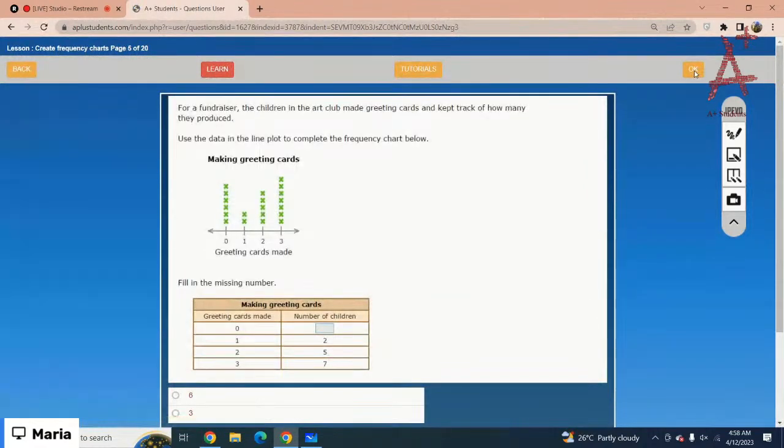For a fundraiser, the children in the art club made greeting cards and kept track of how many they produced. Use the data in the line plot to complete the frequency chart table. So, how many children make 0 greeting cards? So, the correct option is 6.